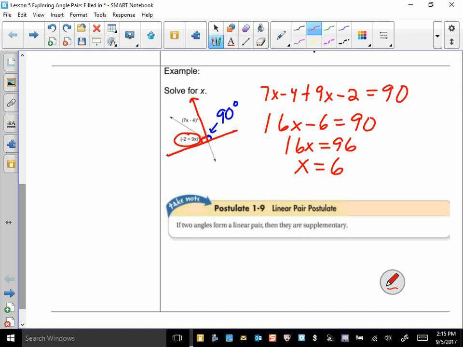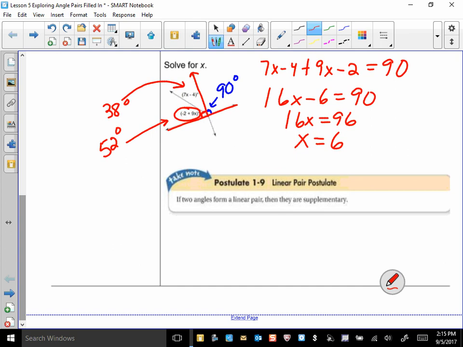I could find each of those angle measures, right? By plugging 6 in for x here. 42 minus 4, that would be 38 degrees, which means this one here would have to be 52 degrees, because they've got to add up to 90 degrees. All right, and now we have a postulate. This is a postulate you will use many, many, many times in your proofs. The linear pair postulate says that if two angles form a linear pair, then they are supplementary.